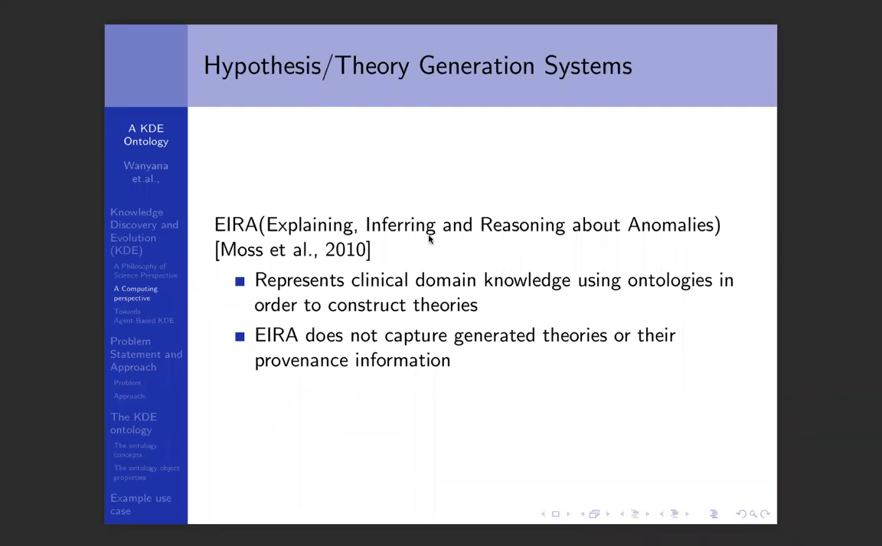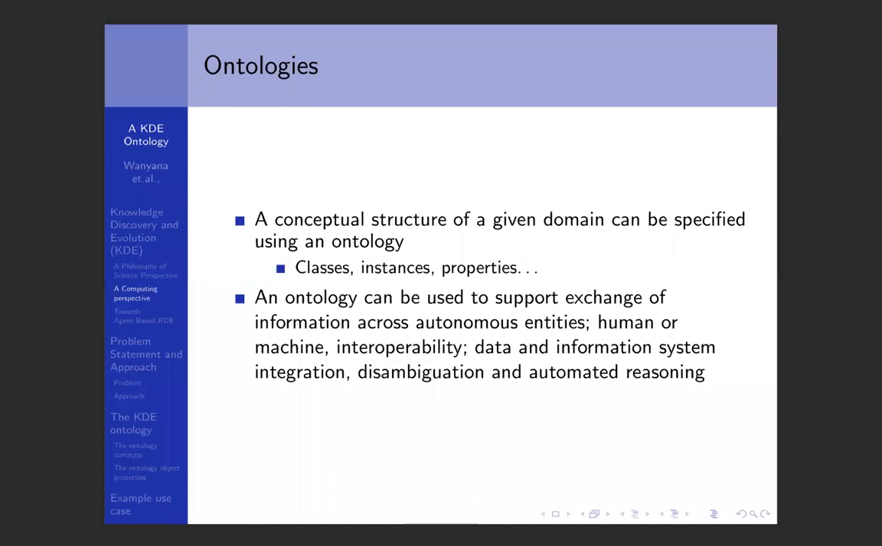At this point, I would like to define what an ontology is, because this is in ERROR and because we're going to use it. An ontology specifies the conceptual structure of a given domain in terms of classes or class hierarchies, instances, properties, functions, and even more. Ontologies can be applied in information exchange across autonomous agents or autonomous entities, interoperability, disambiguation, and of course, automated reasoning.